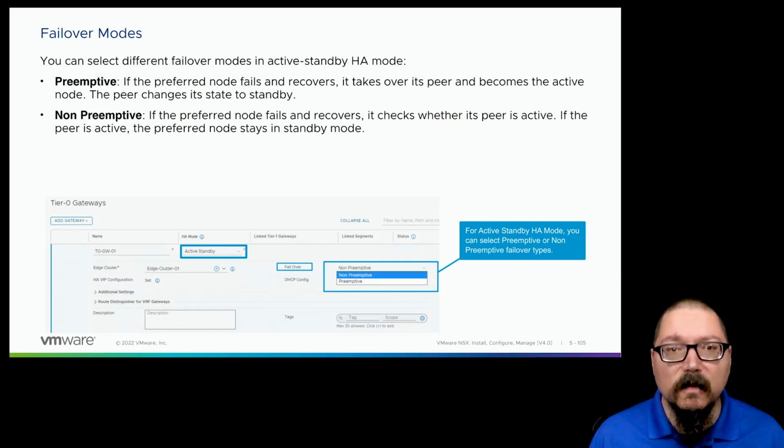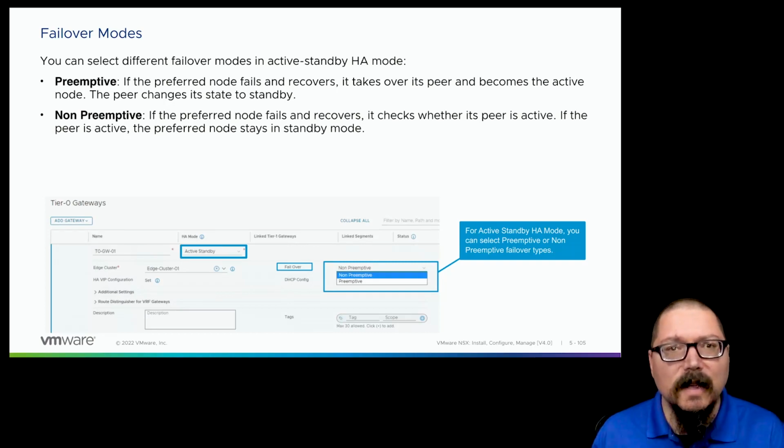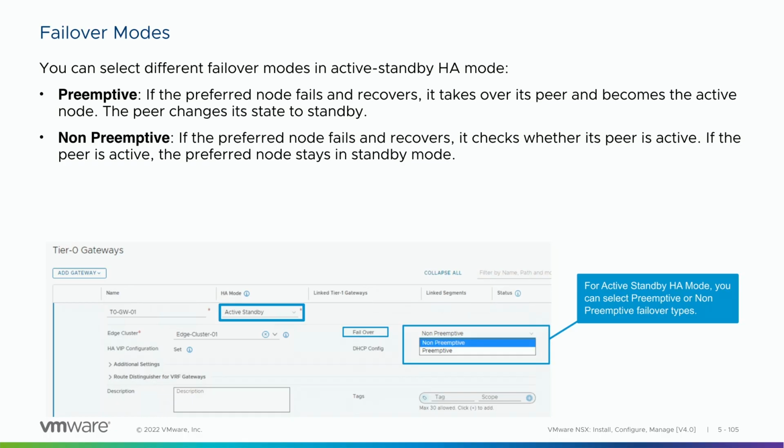What non-preemptive really means is that I just want the service to be up. I'm not so concerned about which service router is providing the service or which edge node that service router is on. So we're going to fail over and stay, right? That's what non-preemptive means. We're going to fail over and we're going to stay there when the formerly active service router returns to service. It's going to see that there's an active service router in place, and it's going to assume the standby role.